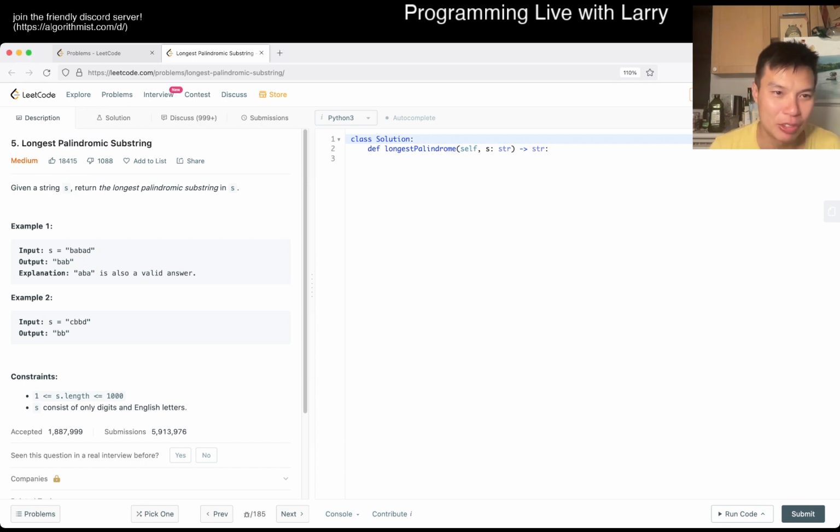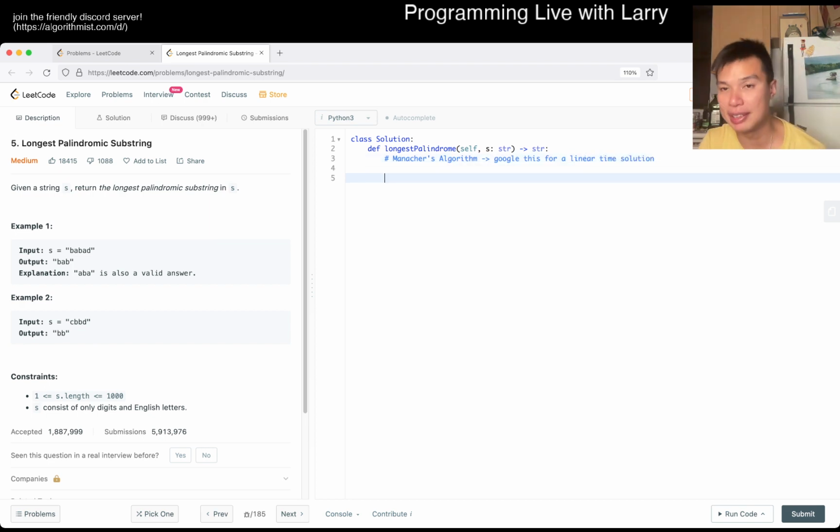Longest palindromic substring. Okay, let's see. The first thing that I look for, to be honest, is the length. So that means that there's going to be n squared. There is the, what's it called, Manacher's algorithm, that I still kind of refuse to use. But I am going to put it here. I think that's how you spell it, right? So Google this if you like. Can't spell linear.